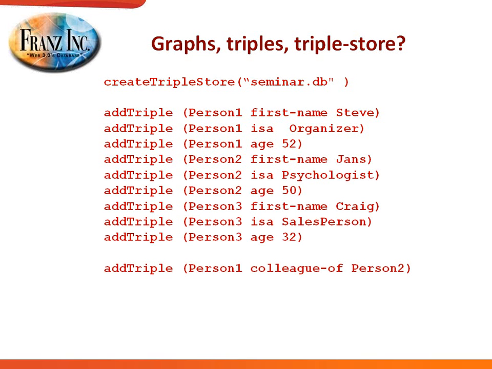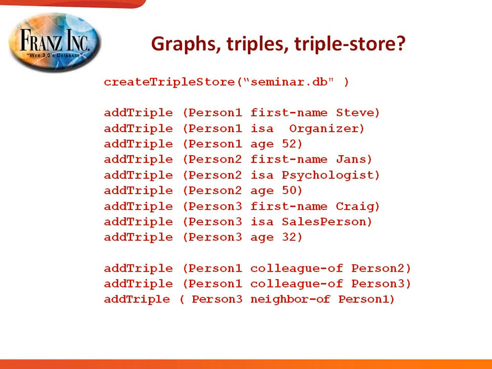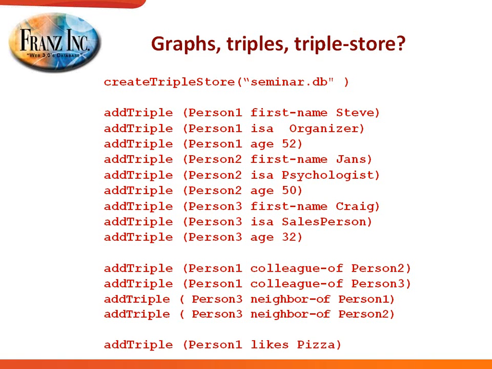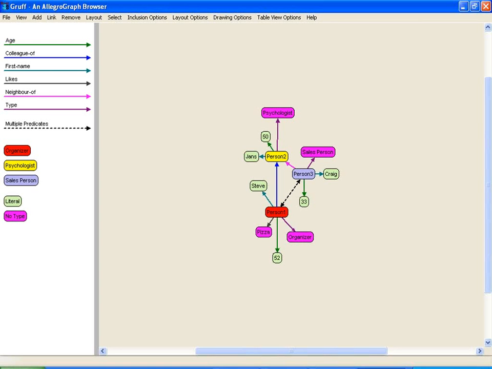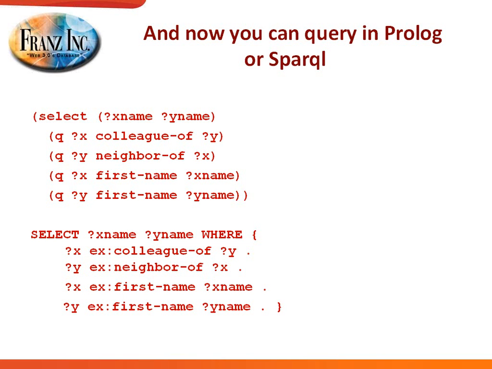And then I can do one-to-many relationships directly, so I can say that a person 1 would be a colleague of person 2 and of person 3, or just for fun that person 3 is a neighbor of person 1 and person 2. And because I can say whatever I want to say in an RDF triple store, I will say person 1 likes a pizza, and then this is how it looks like in Graph, our visual interface to the triple store. And you see why we call this a graph database, because what you see is a graph.